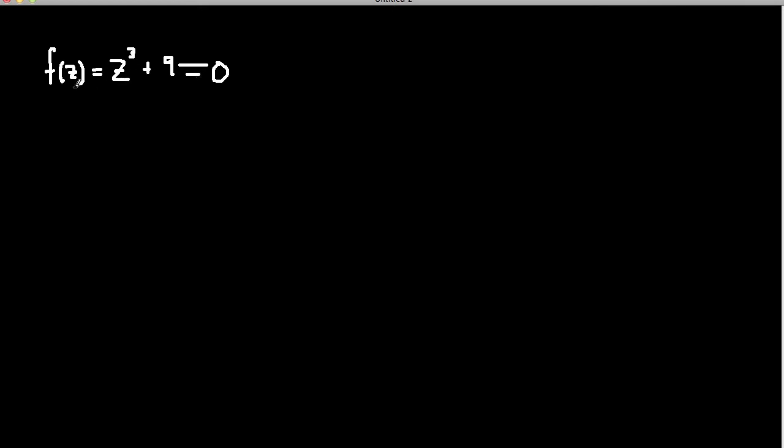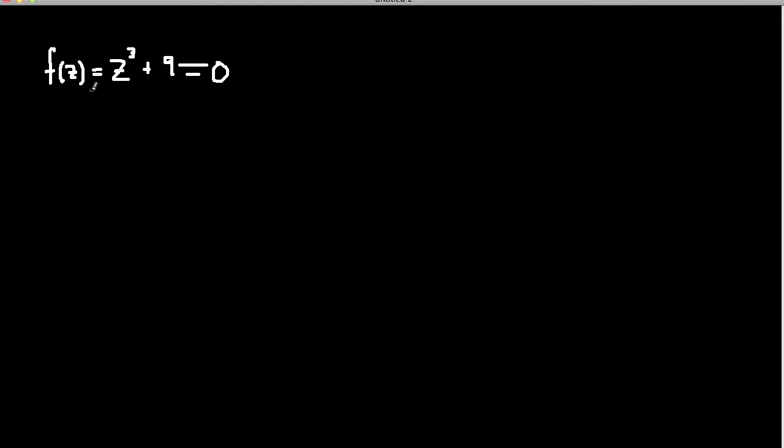And the question was, where are the roots of this function? So this is a third order polynomial. The highest power here is 3. Z is a complex variable. And I want to know where does this thing equal 0?